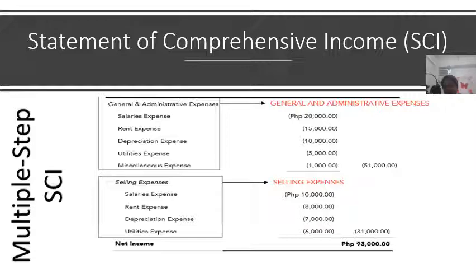So, yun nga. So, ito total mo na yung general and administrative expenses saka selling expense. I-deduct mo yan sa gross. Yung last nung previous slide, yung sa gross profit o gross income natin. So, yun na yun. So, i-deduct mo lang ito. Yun na yung net income.